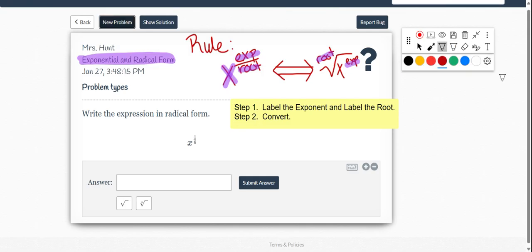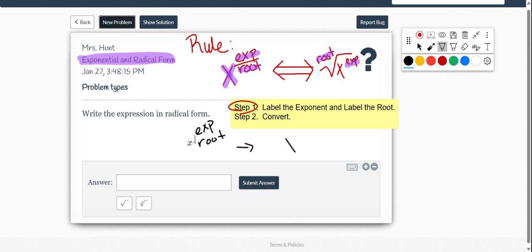All right, here's another one I want to look at, and the reason I want to look at this one is because sometimes we leave numbers out because they are implied. So here's an example of where we're going to leave a number out. Step 1, label the exponent and the root. So the numerator is 1, it's the exponent. The denominator is 6, it's the root.